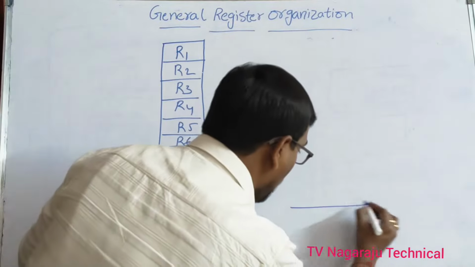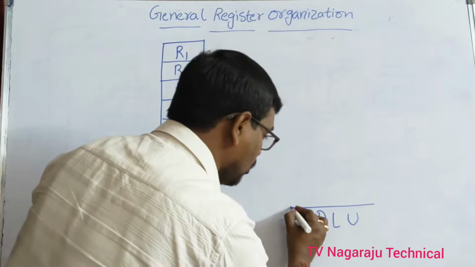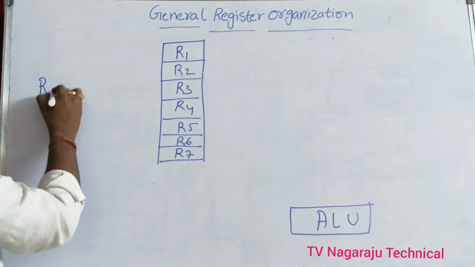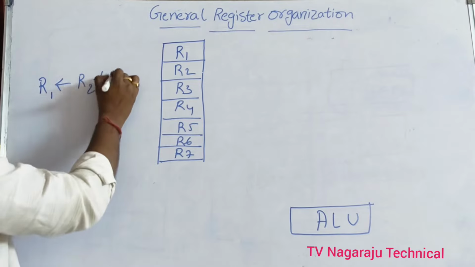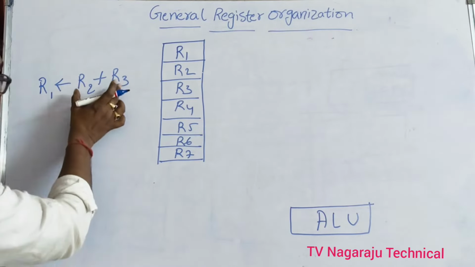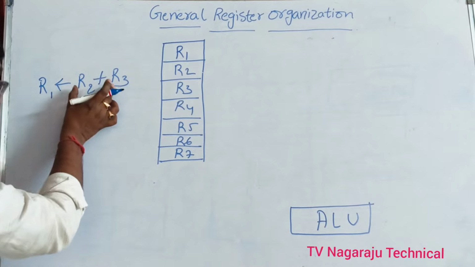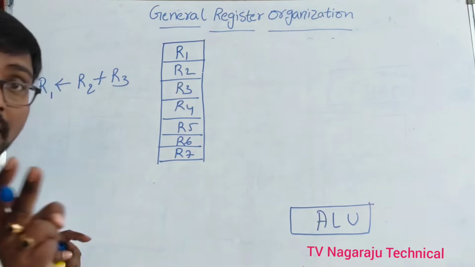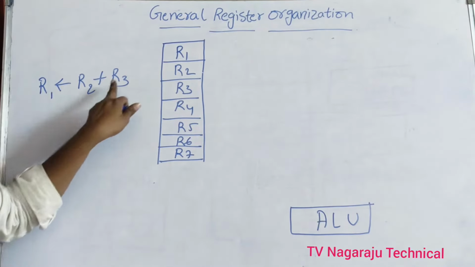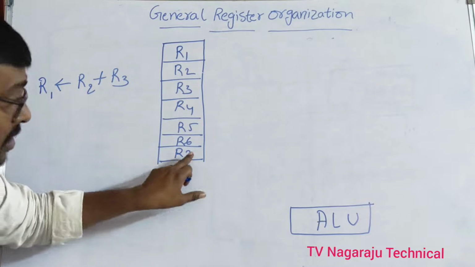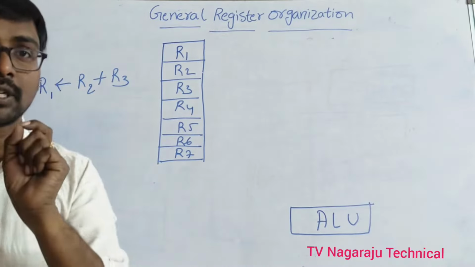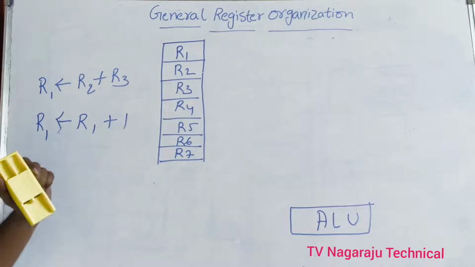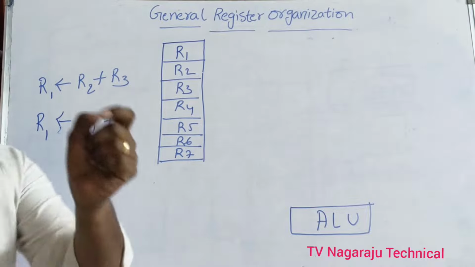Now to perform all my operations I have the ALU, the arithmetic logic unit. Assume I want to perform the operation R1 ← R2 + R3. You know the meaning: perform addition between the two registers and the result is copied into R1. For that, what is the input to the ALU? The input to the ALU is 2 registers. Now among 7 registers, you need to consider 2 registers. Or, for example, if my operation is an increment operation, I need only 1 register, plus 1 only.